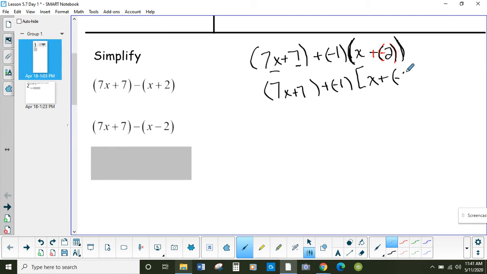Sorry, I'm trying to get my cursor in the right spot on this tablet here.